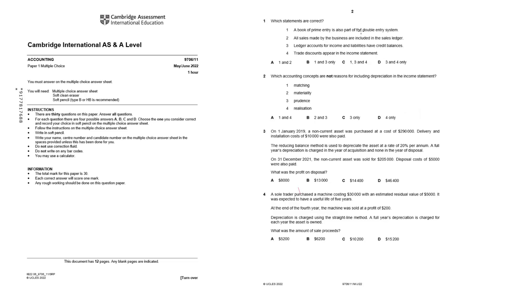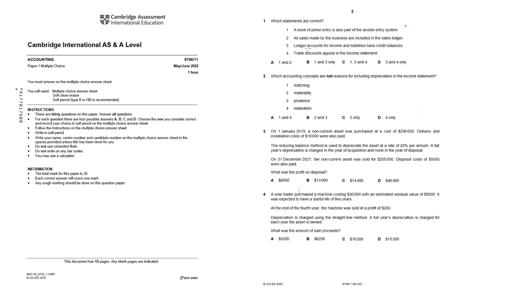A book of prime entry is also part of the double entry bookkeeping system. This statement is partly correct because the cash book and the petty cash book are a part of the double entry system, because the balances from these books are also taken in the trial balance. But a student may be confused whether it is correct. So let's say you have a doubt here, never mind.